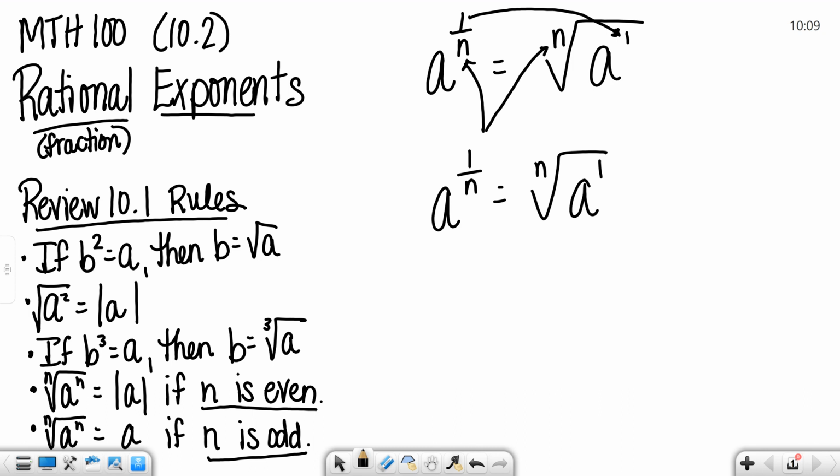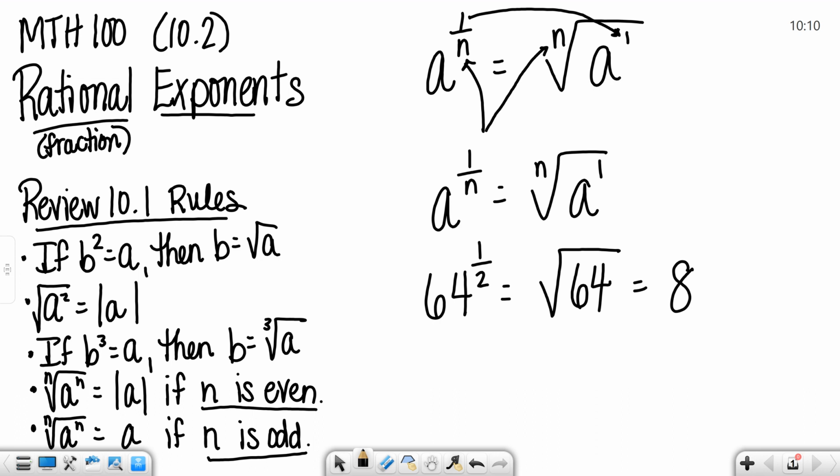So if I had 64 to the 1/2, that would mean the square root of 64 to the first power. Notice I didn't write the 2 or the 1, because when you write square root, you don't usually write the 2. And when something's raised to the first power, you don't usually write the 1. All right, the square root of 64 is 8.